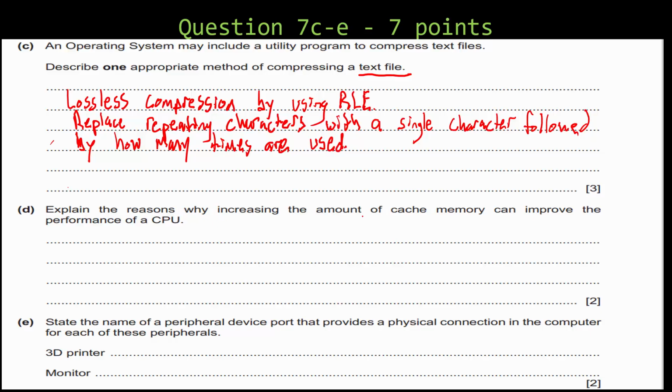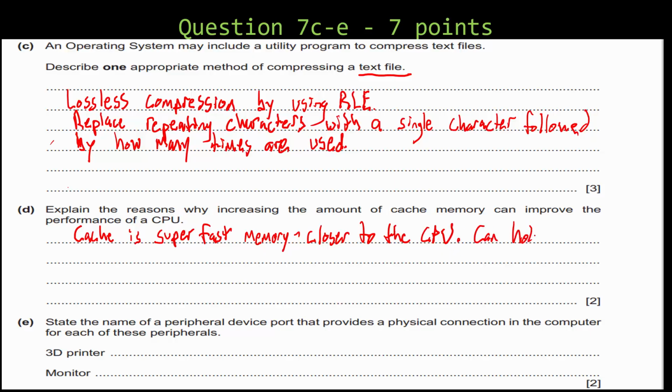Explain the reasons why increasing the amount of cache memory can improve the performance of a CPU. So cache is super fast memory. It's a lot faster than RAM, and the reason it's fast is because it is closer to the CPU. It can hold repeatedly used instructions, so that way we don't have to load them from the RAM each time, which is what helps make it fast.